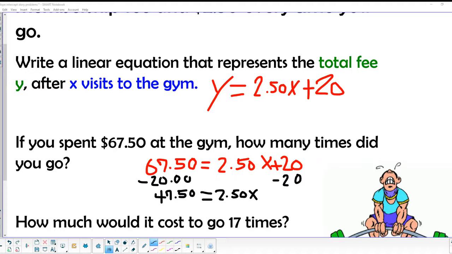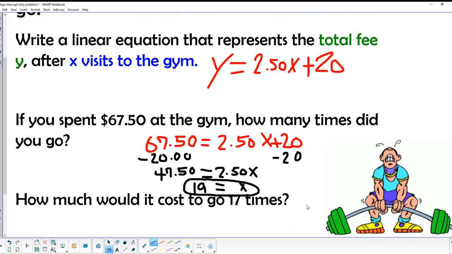So 47.50 divided by 2.50 equals 19. So you can go to the gym 19 times for $47.50. So for $67.50 if you take into account that $20 membership fee.